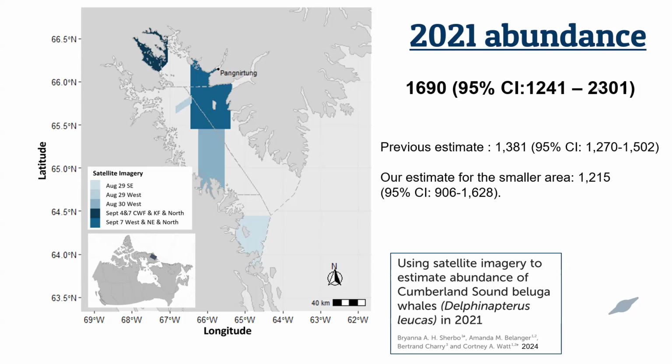However, they surveyed a much smaller area. So as sort of a direct comparison, the exact area coverage that they did in the aerial survey, our abundance estimate is about 1,200 individuals. So it is a fairly similar estimate to 2017, which is a good sign. So hopefully it means that the population is not declining too much.